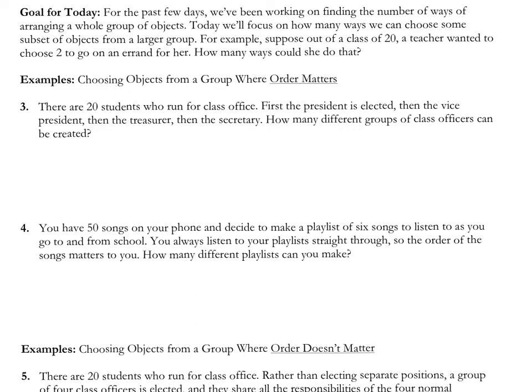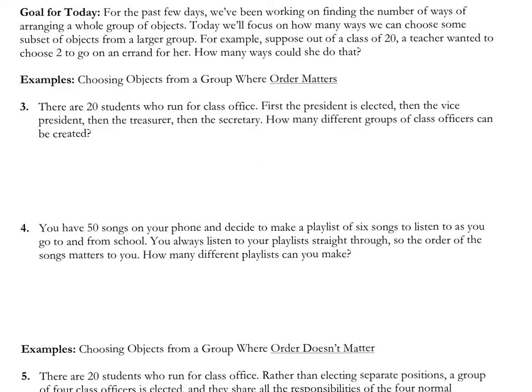So we're going to do 2 sets of examples together. The first set of examples is going to be choosing objects from a group where order matters. And what I mean by order matters is that if you choose the same 2 things out of the group, the order that you pick them in actually matters. So let's look at a couple of concrete examples.